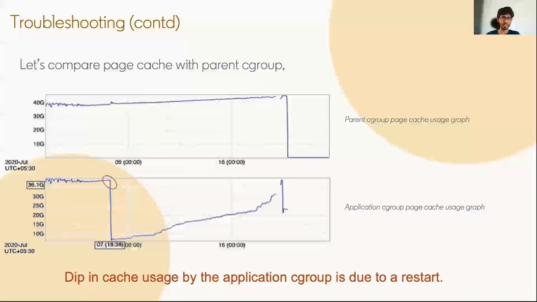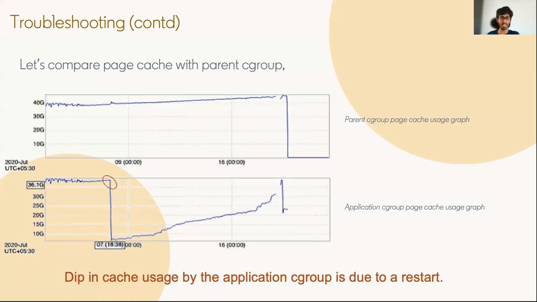Now let's compare the page cache with the parent C group. The parent C group, and this is where the issue happens, and this is the application C group. And we see there's a huge dip in the application C group page cache usage. And this isn't supposed to happen because we essentially have that big of an index, and this is definitely not expected. So we looked into why that dip happened. And it's caused by a restart.